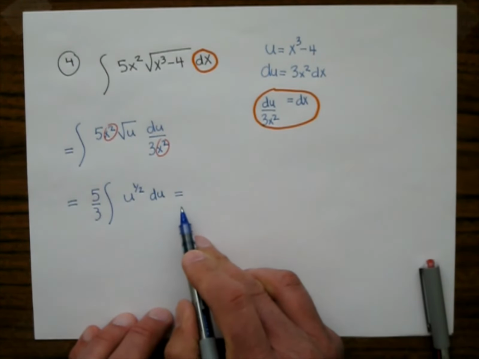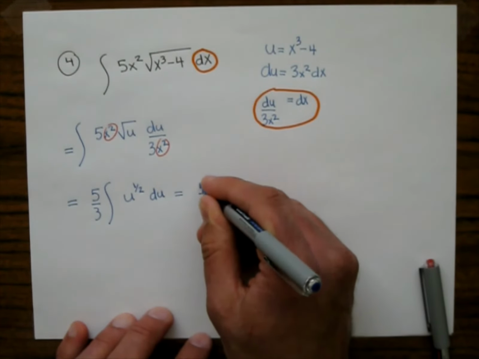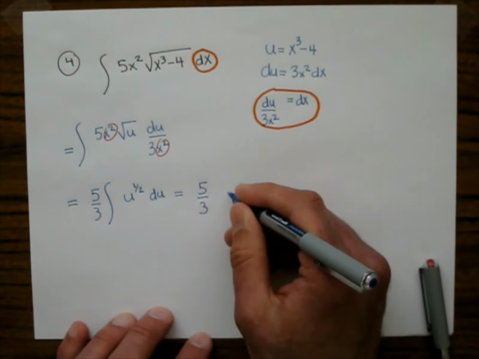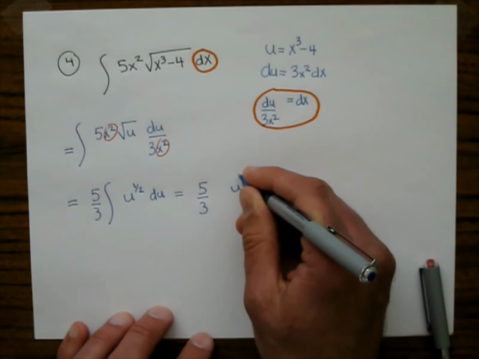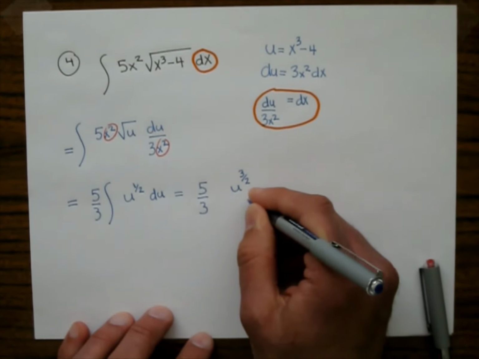So can I do this problem? I think I can. I think I can. Great. This is going on YouTube. Okay, so 5/3. I'll take the antiderivative. This is going to be u to the 1/2 plus 1, which is 3/2. And then I'm going to put that on the bottom.